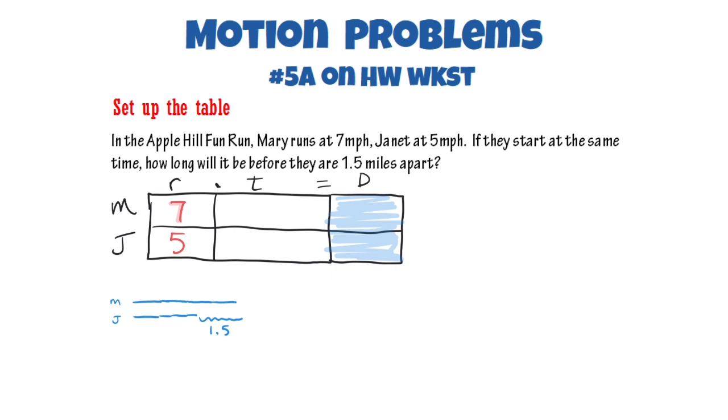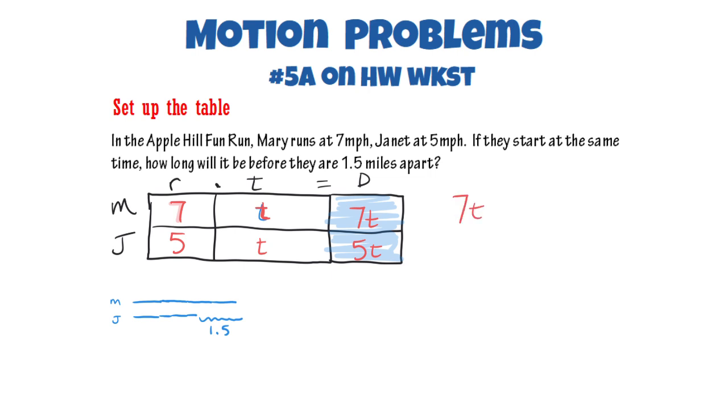But they both started at the same time, and I'm stopping at the same time, which means their times are the same. So I don't know what it is, so I'm just going to write T. But I can write T for both of them because they both ran the same length of time. Okay, that makes our distance boxes easy. Now you just multiply rate times time, rate times time. And we start off and we compare the distances.